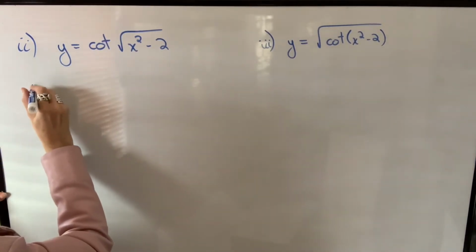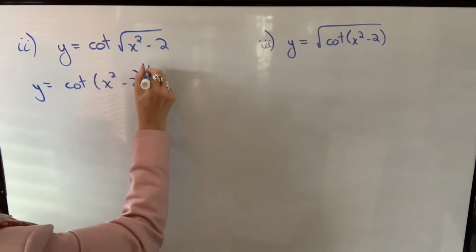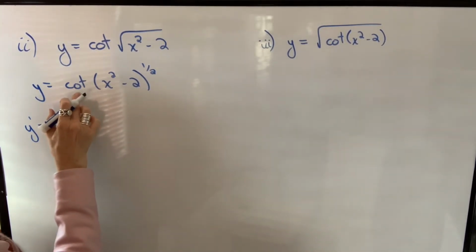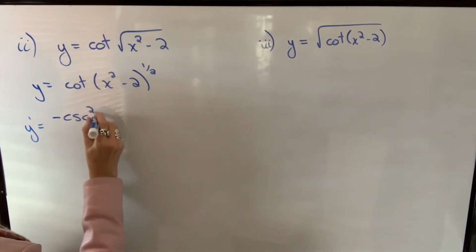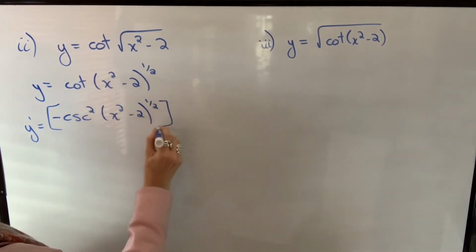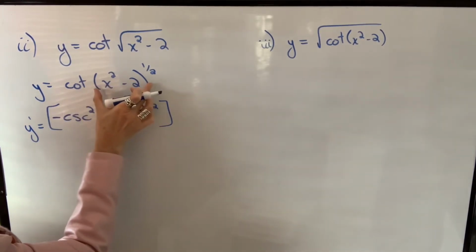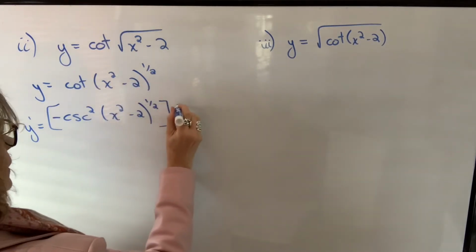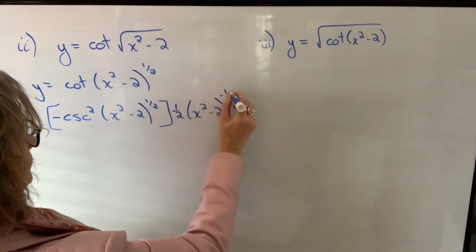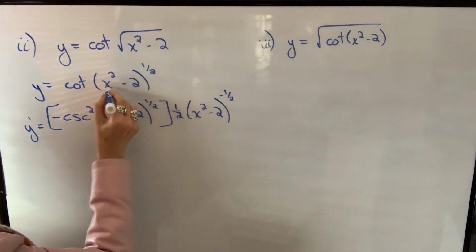Before I start, I want to write this as x squared minus 2 to the 1/2. And then I differentiate. So the derivative will be, the derivative of the cotangent function will be negative cosecant squared of x squared minus 2 to the 1/2. So I've got the derivative of cotangent. Now I go inside the cotangent function and I've got a power. So the derivative of that will be 1/2 times x squared minus 2 to the 1/2 minus 1. Then I go inside the power and I have x squared minus 2. The derivative of that is 2x.